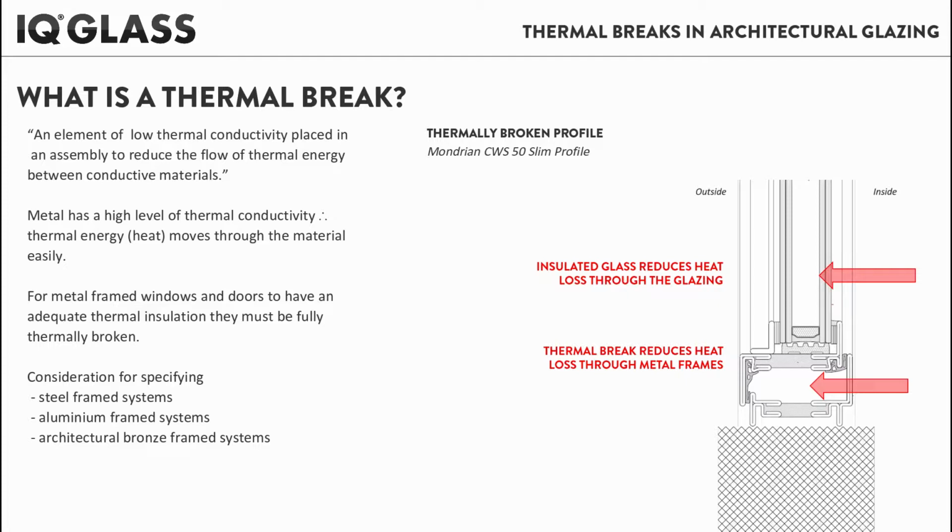In order to create a truly insulating window or door, you must use an insulated glass unit, like a double or a triple glazed unit, paired with a fully thermally broken frame. This profile shown here is the thermally broken steel system from Mondrian, the CWS 50 Slim, which has got a full thermal break within the profile. And you can see that using this with a double glazed unit creates a fully insulated glass installation.